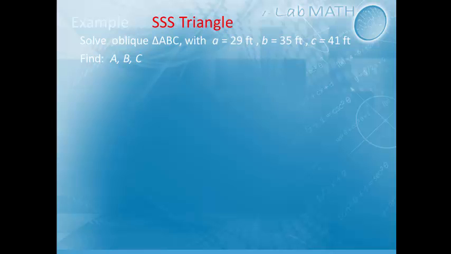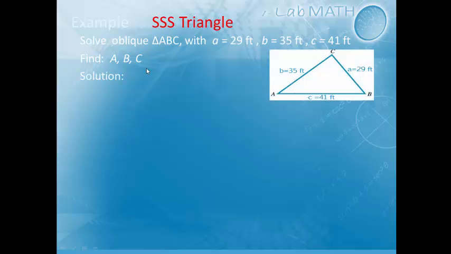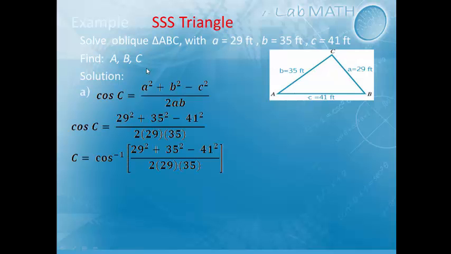Let us have another example. You're given an SSS triangle. Solve the oblique triangle with A equal to 29 feet, B is 35 feet, and C is equal to 41 feet. So this is an SSS triangle, so three sides are given. You will be looking for the three angles.